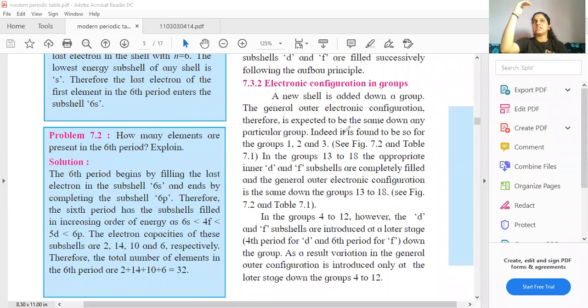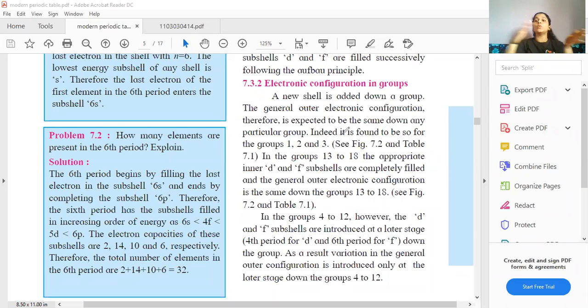Because when you are going down the group, the period number is also increasing, right? When you are in the first period, the period number is 1. Then you go below, it becomes 2, 3. So what is actually the period number? It is the principal quantum number of the valence shell. So you can see it is going from 1, 2, 3, 4, 5, 6, 7. So when you are going down the group, new shells are being introduced.